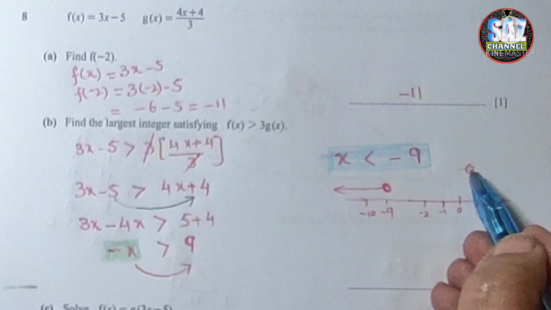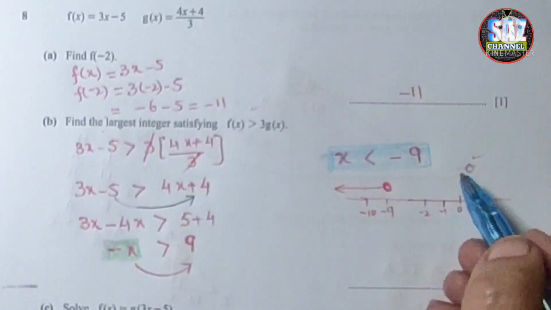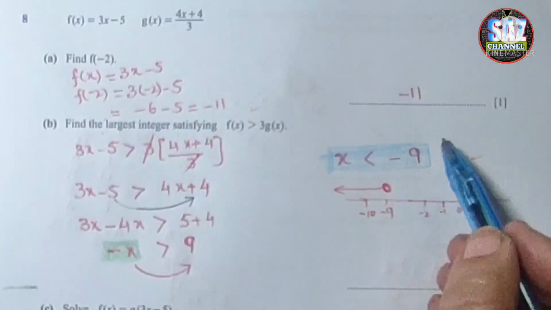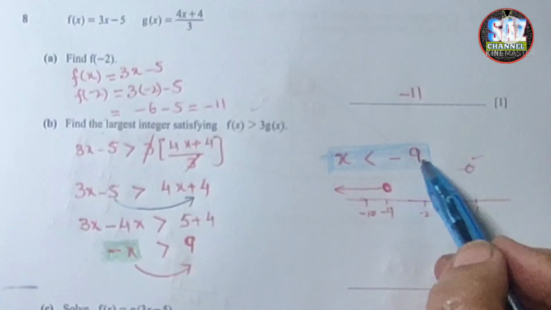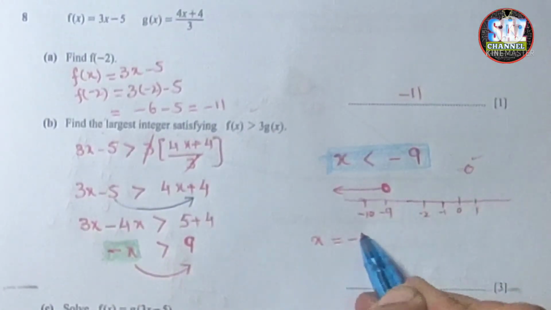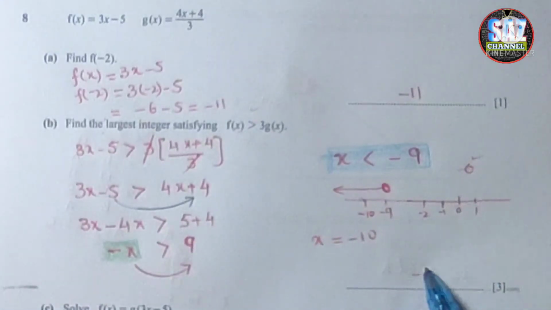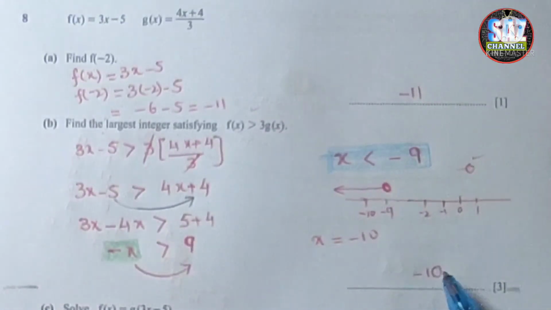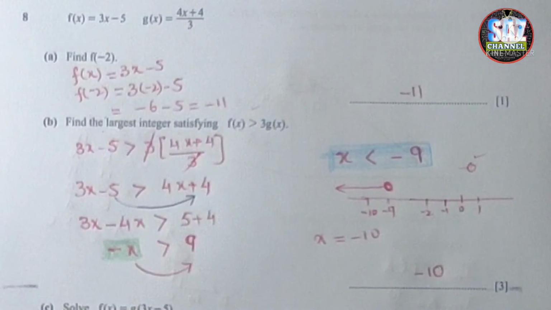The dot will not be the filled one, it will be the hollow dot, and this number that we are getting in calculation will not be the answer. So the largest integer will be x equals to minus 10. Okay, I hope you are really clear, and you can easily secure 3 marks over here.